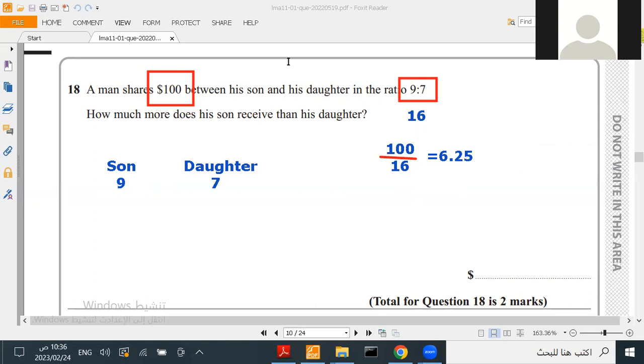We take this number from the division because this is the whole number. Focus on questions like this, because this one might not be a whole number. How did I know it is the whole number? It is all the money that he divided between his son and his daughter.